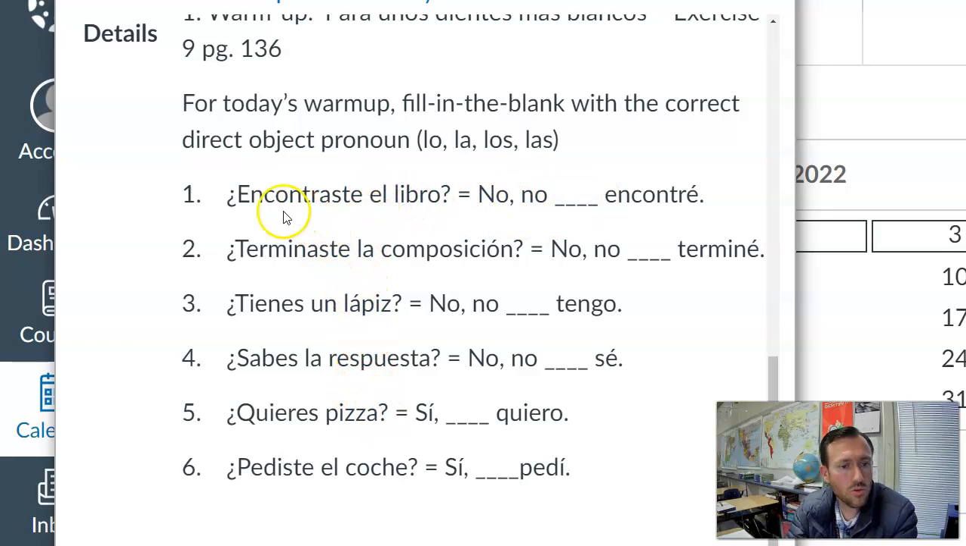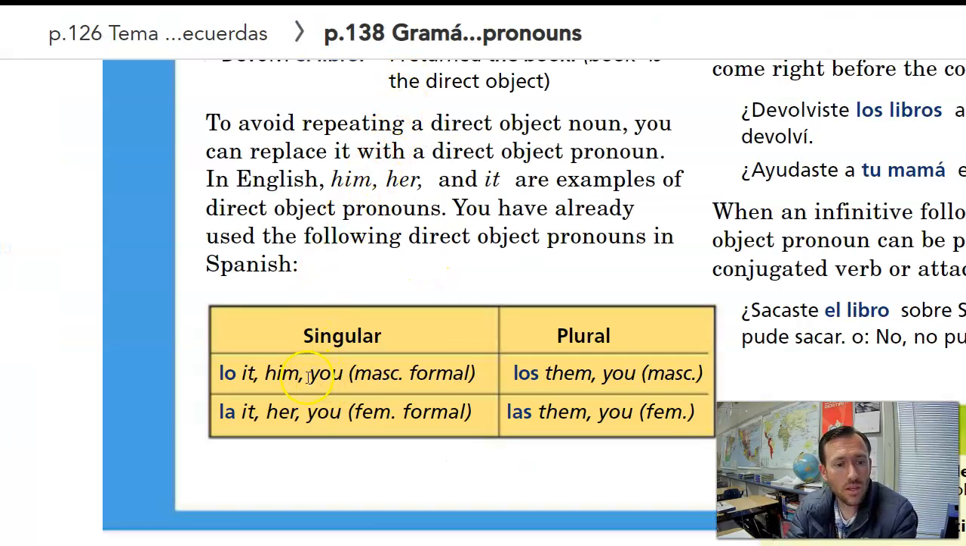For example, número 1, ¿encontraste el libro? No, lo encontré. El libro is masculine singular. We know it's masculine because of the definite article el and also the o ending. We know it's singular because it doesn't end in s. So the masculine singular direct object pronoun would be lo.